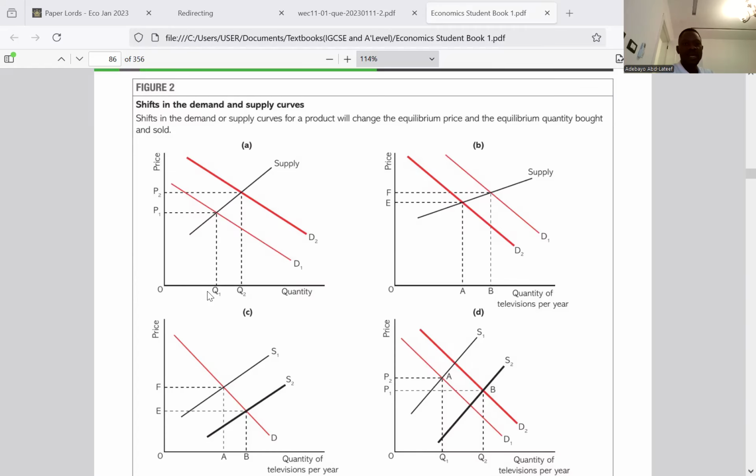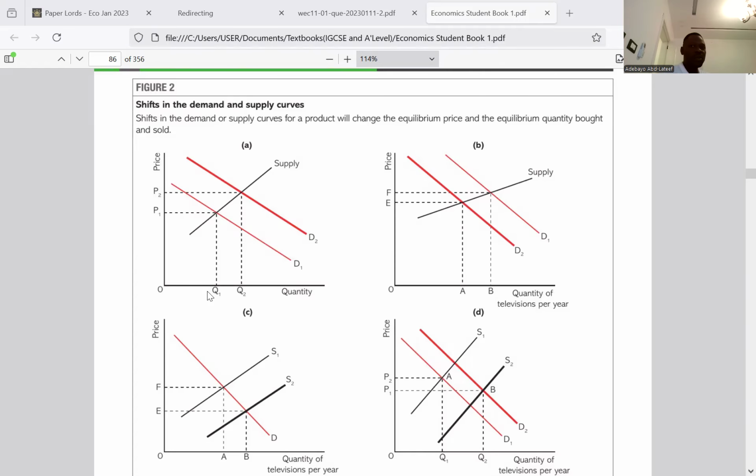Shift in demand and supply curves. It says a shift in the demand or supply curve for a product will change the equilibrium price and the equilibrium quantity bought and sold. So here, there's an action through the demand curve. A change in the demand curve will bring about a change in the equilibrium.